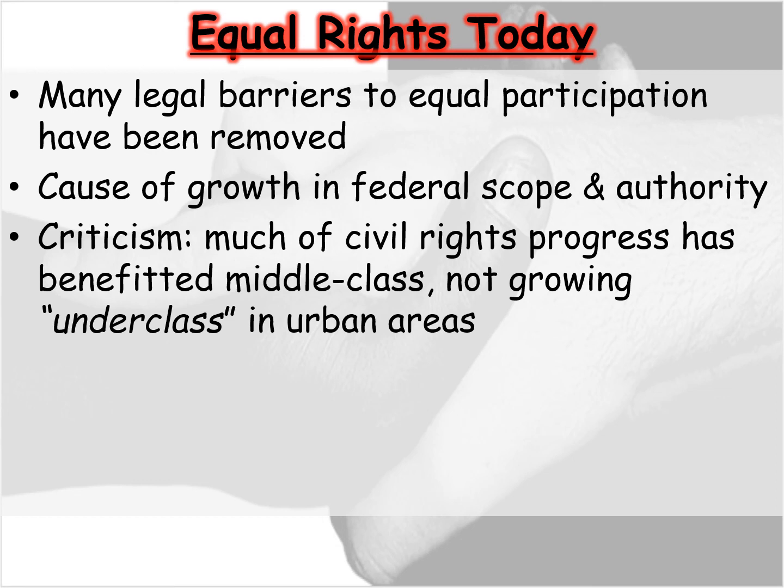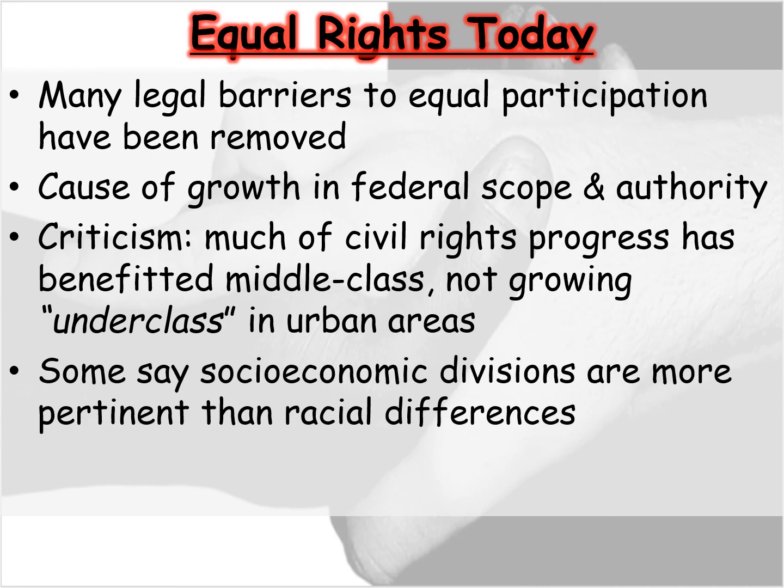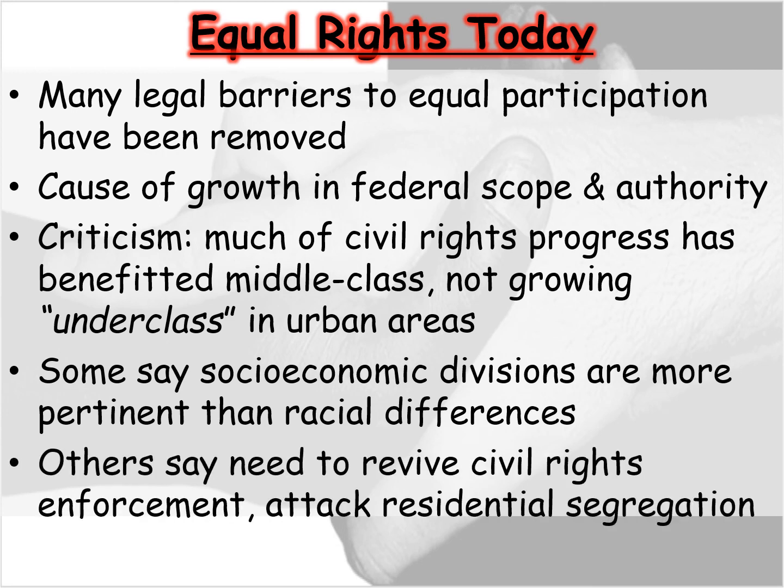Some critics feel as though a lot of the civil rights progress has really just benefited the middle class, not growing what they dub the underclass in urban areas. Some critics say that the socioeconomic divisions are more pertinent than racial divisions, and really we need to look at it as an SES problem as opposed to a racial problem. And then other people say that we need to completely revive the civil rights enforcement and attack residential segregation. There's a lot of directions we could go, guys. I think it's safe to say it is not done.